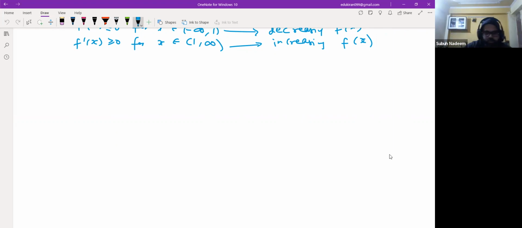There is one trig function. I want you to do that also, because somewhere trigonometry is also there in increasing, decreasing. Let us prove that question.